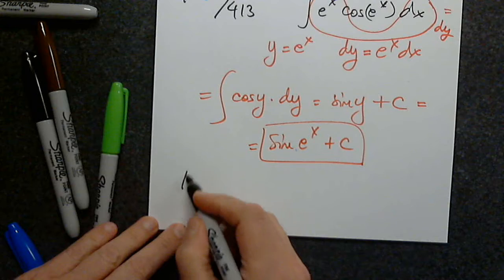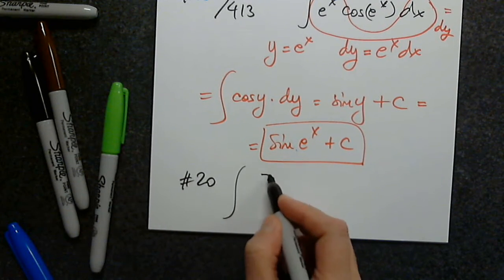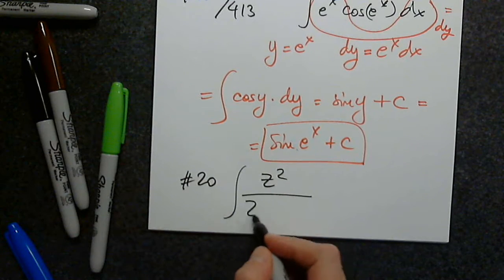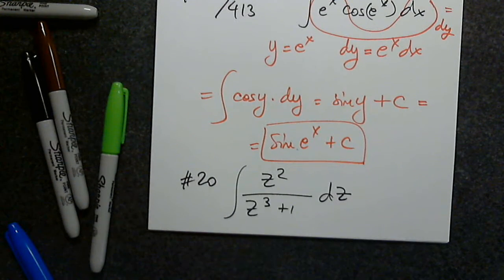Number 20. The integral of z squared over z cubed plus 1 dz. Let's think of a substitution for this problem.